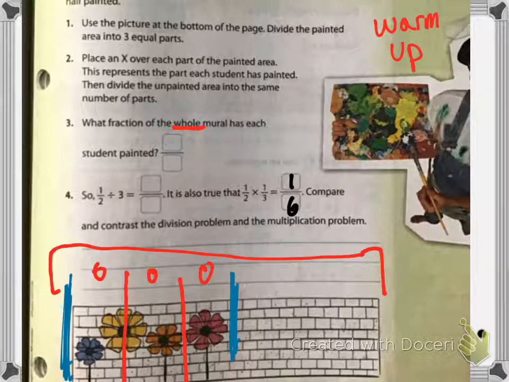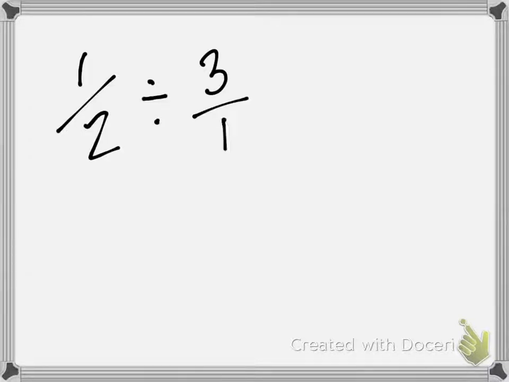So, in this answer, how much did each student paint of the entire mural? Ben? 1/6. So, if we compared and contrasted the division and the multiplication problem, it's the same thing. You remember my proof from the other day? We had 1/2 divided by 3. We make that 3 over 1 because we can't multiply anything without fractions.